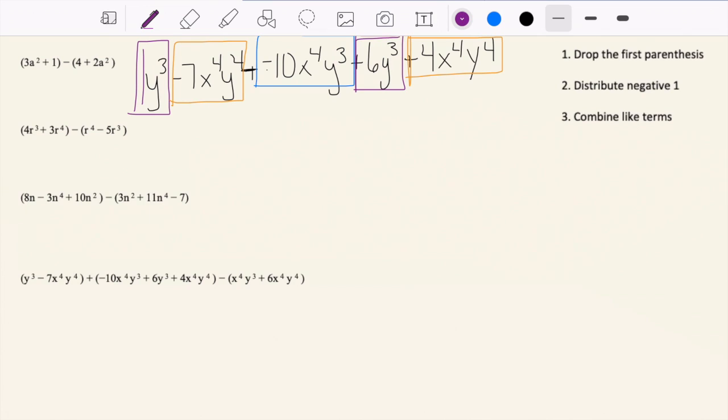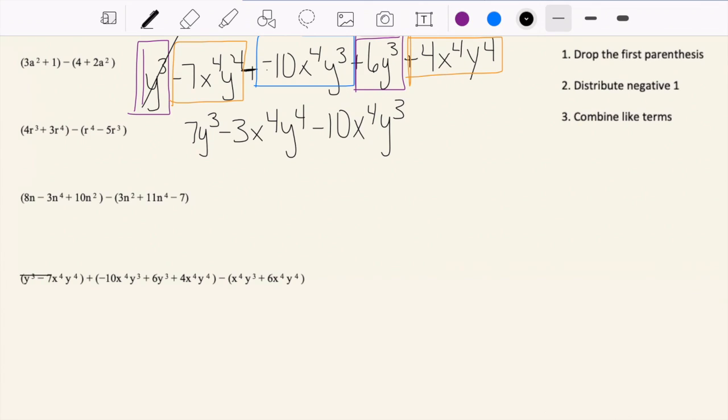So it's okay if you sometimes forget and you just go back and make sure you caught everything. So we have 1 y to the 3rd and positive 6 y to the 3rd. So we have 7 y to the 3rd. Then we have negative 7 x to the 4th, y to the 4th, and positive 4 x to the 4th, y to the 4th. So we have negative 3 x to the 4th, y to the 4th. Then we have nothing to go with this negative 10 x to the 4th, y to the 3rd.